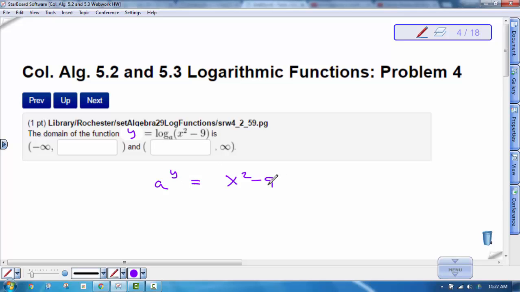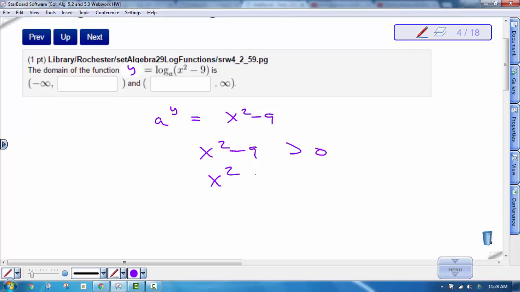I know that there's nothing I can raise this base A to, there's no number I can raise it to, to get a negative or to even get 0. So basically, x squared minus 9 has to be greater than 0. And I can then add 9 to both sides and have x squared is greater than 9. Square root both sides, and I get x is greater than 3, or x is less than negative 3. And so that's what goes here, negative 3.